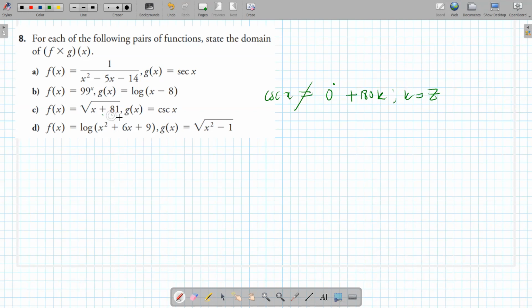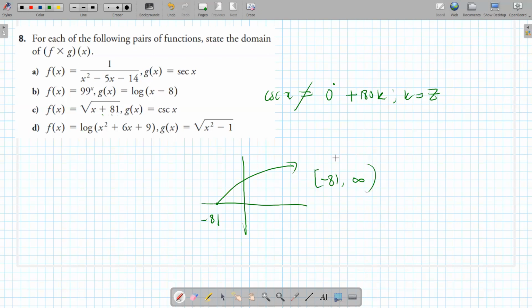Does this plus 81 move it to the left or to the right? To the left. So it'll look like this. What's the domain of this function? -81 to positive infinity. Right, so it's -81 to positive infinity like that. So what's the combined domain?